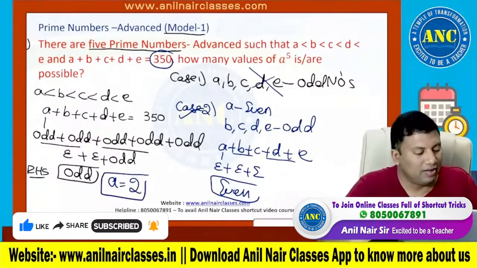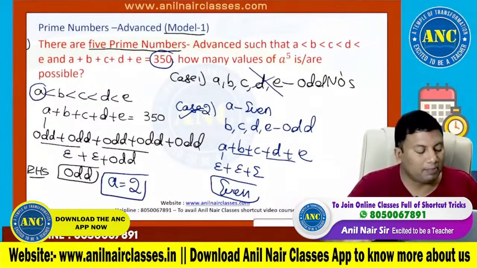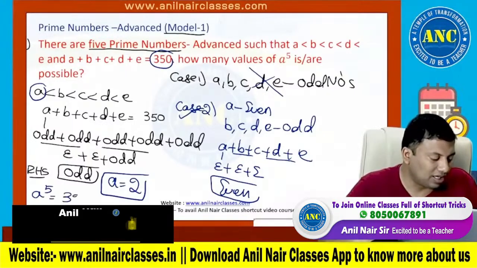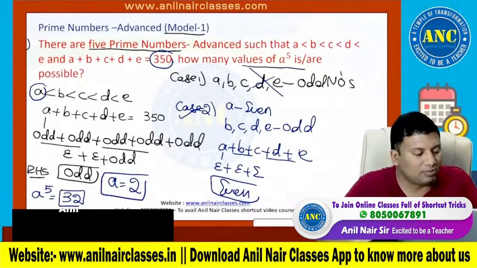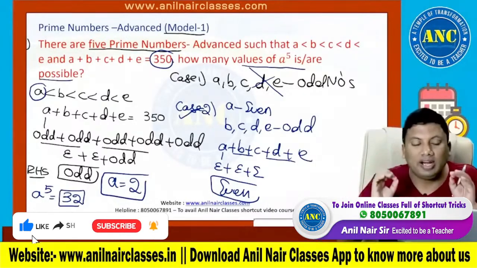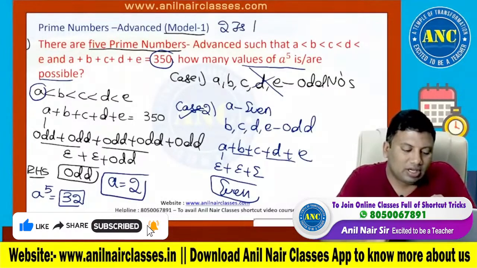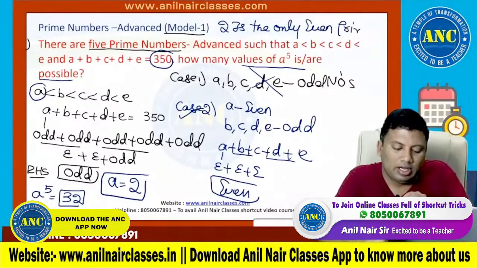So here the lowest is nothing but A. How many values of A power 5 are possible? A power 5, 2 power 5, 32. Only one value is possible, and the value comes out to be 32. Very, very good question which talks about the application of the concept. 2 is the only even prime.